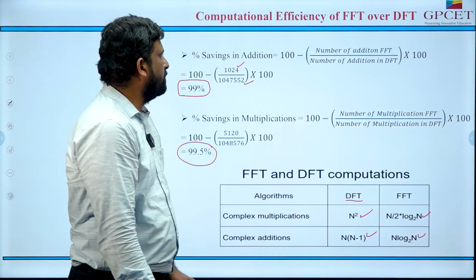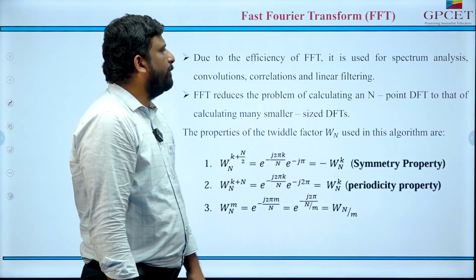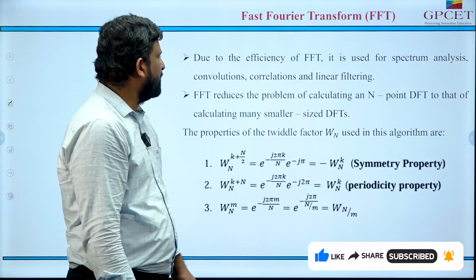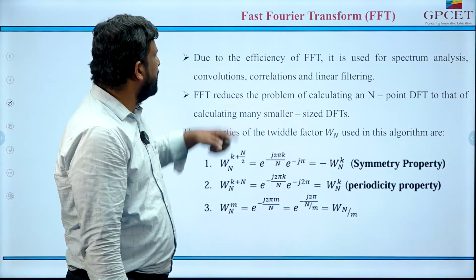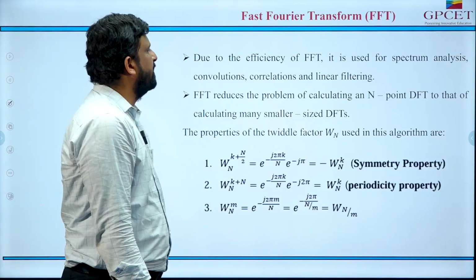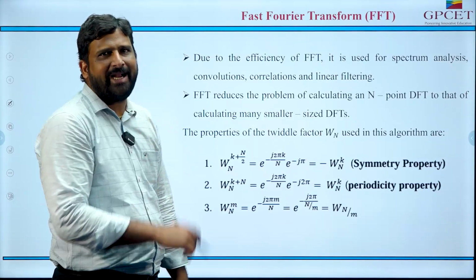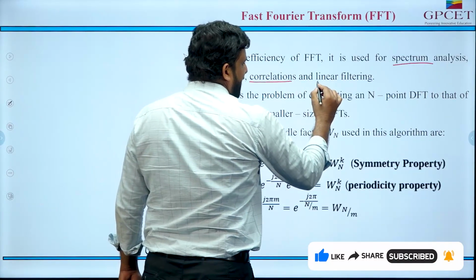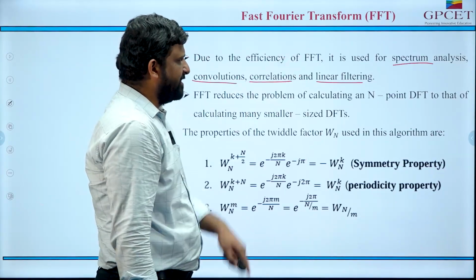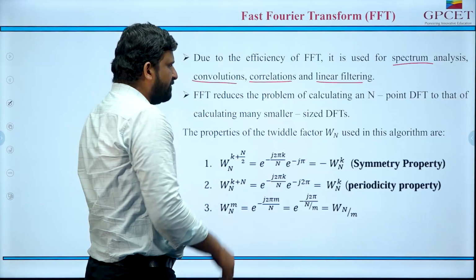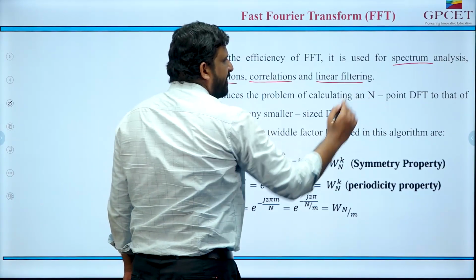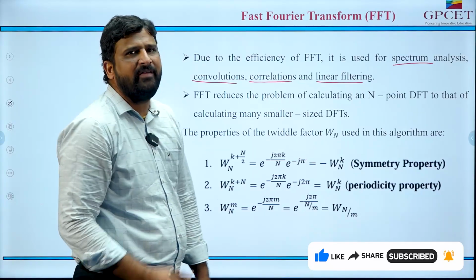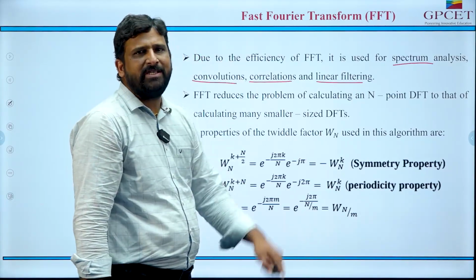So now everyone will get clarity on why we go with the fast Fourier transform when we have the DFT. Fine. Now, one important factor comes into the picture when we discuss these problems, that is the twiddle factor. Due to the efficiency of FFT, it is used for spectrum analysis, convolutions, correlations and linear filtering. And similarly, FFT reduces the problem of calculating the N-point DFT to that of calculating many smaller sized DFTs, which we have seen in the previous problems.